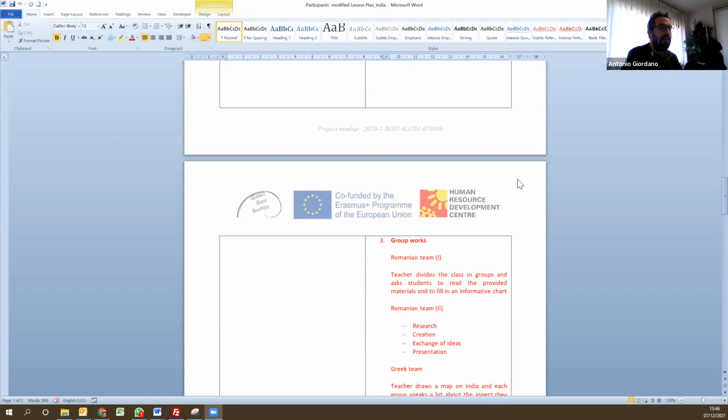The second input I received from the Romanian team is that, again, teacher divides the class in groups and groups are asked to carry out the following activities: research, creation, exchange of ideas, and presentation. Obviously, research is based on the information students were provided by the teacher during the pre-class activity. Then they have to create something which could be, for example, a PowerPoint presentation on some specific aspects of the India subcontinent. And then they have to exchange ideas within the groups, and then one representative for each group presents the results of the practical activity the group was involved in.